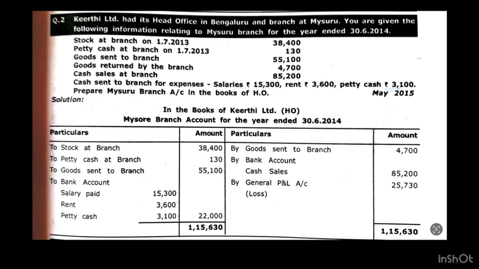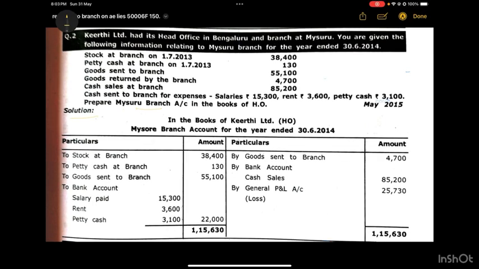Goods sent to branch 55,100. Goods returned by the branch 4,700. Cash sales at branch 85,200. And there are other expenses incurred by the branch. All these expenses are paid by the head office only. Salaries 15,300. Rent 3,600. Petty cash 3,100. Prepare Mysore branch account in the books of head office.